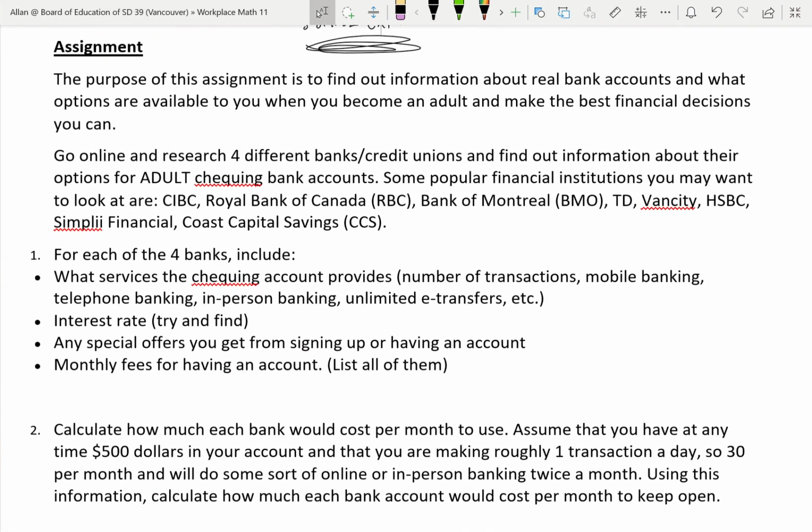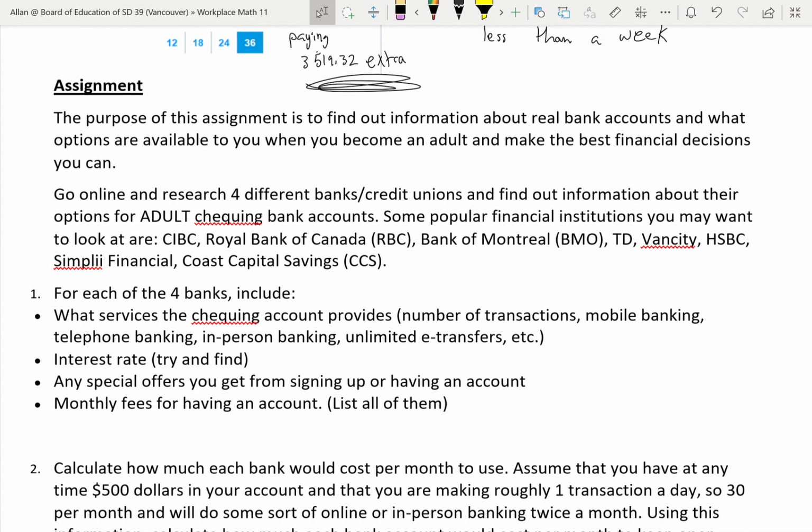All right, the assignment. I'll go through this and highlight a couple of things. The purpose of this assignment is to find out information about real bank accounts and what options are available to you when you become an adult to make the best financial decisions. So go online and research 4 different banks or credit unions and find out information about their options for adult checking bank accounts. I don't want a student account, I want what you can find as just a plain old adult, and I don't want a savings account, I want a checking account, something that you can do your daily banking with. You can pick any 4 credit unions or banks, or 2 credit unions and 2 banks, or 3 banks and 1 credit union, or 4 banks and no credit unions.